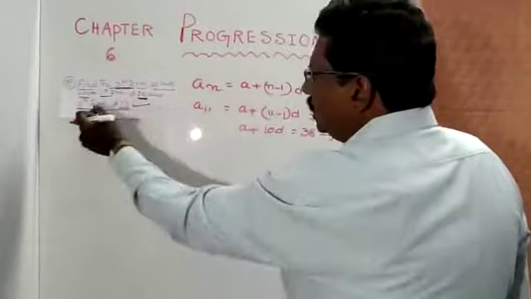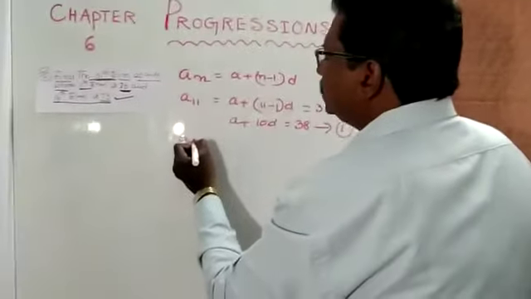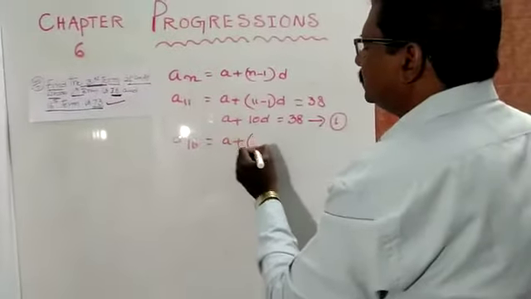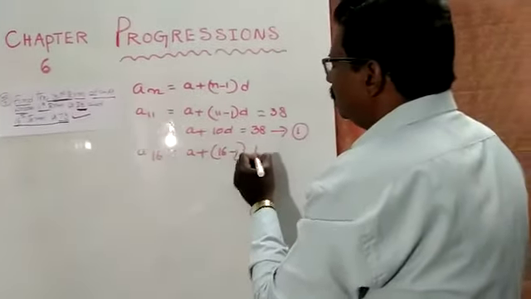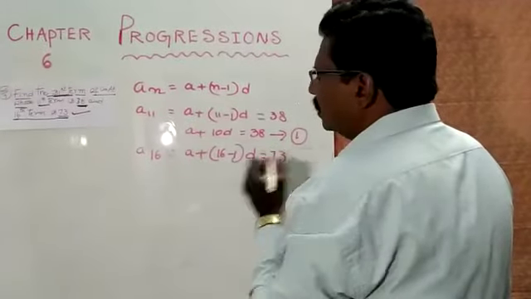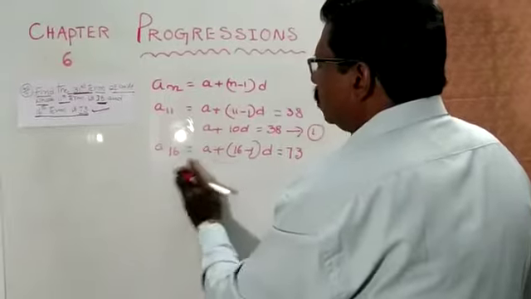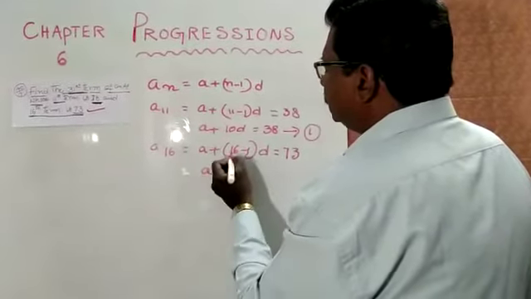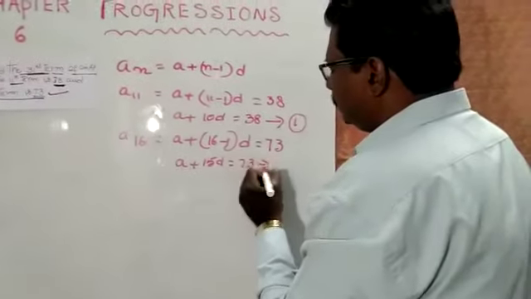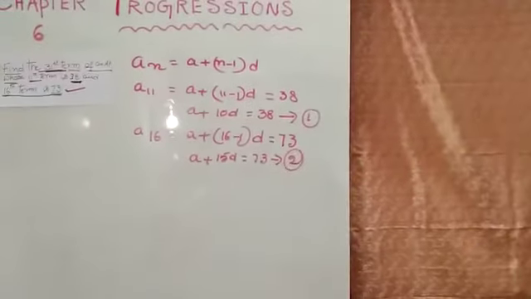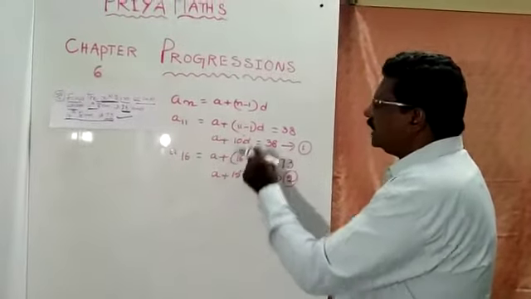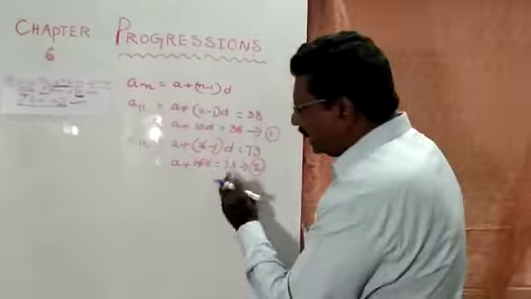Again, which term did he give? 16th term. a16 is equal to a plus 16 minus 1 into d, equal to how much? 73. So a plus 15d equal to 73. Call this equation number 2. Okay students, the first equation and second equation you have to solve. You will get the a and d values.